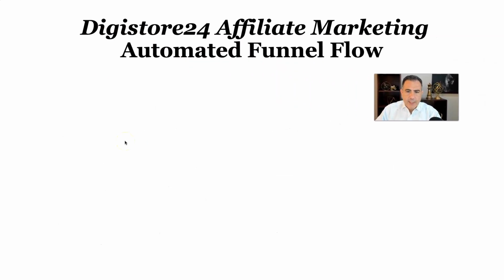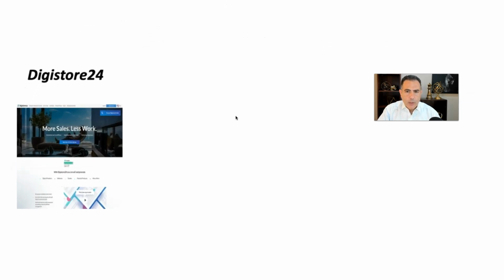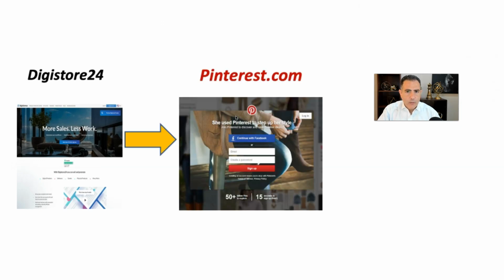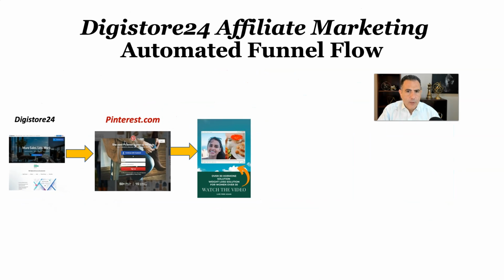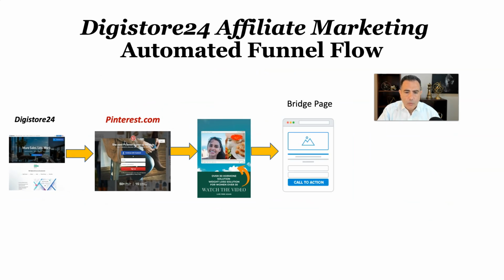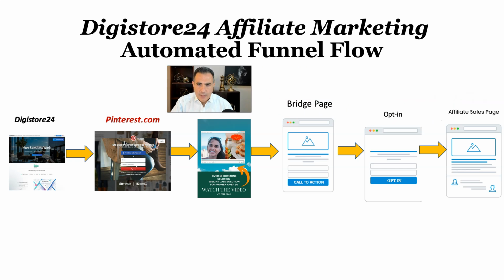Digistore 24 affiliate marketing automated funnel. I'm going to give you a flow of how things are going to go, because I wanted to make it easy for you so you're not going to get confused. First, we're going to go to Digistore 24 and pick the best product. Number 2, we're going to go to Pinterest. This is just an example. You can use other social media platforms. And then what are we going to do? Create a pin and post it on Pinterest. Then we're going to go to a bridge page, then the opt-in page, and then to the affiliate sales page.